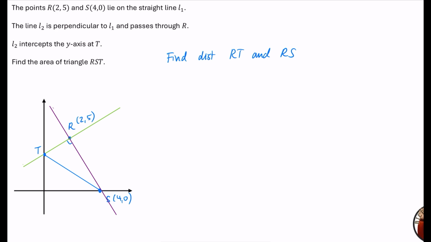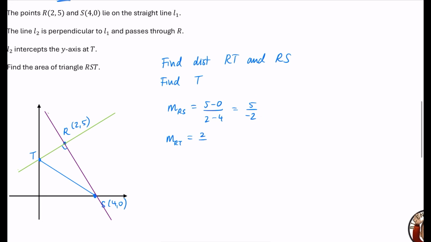And in order to find those distances, I think I need to find out where T is. So we know that L2 is perpendicular to the line L1. So let's begin by finding the gradient between R and S. So I will do the change in y, so 5 minus 0, divided by 2 minus 4. So that is 5 over minus 2, which means that the gradient of L2, or the gradient of the perpendicular, or the gradient of RT, however we want to do this, is going to be the negative reciprocal of this, which is 2/5.